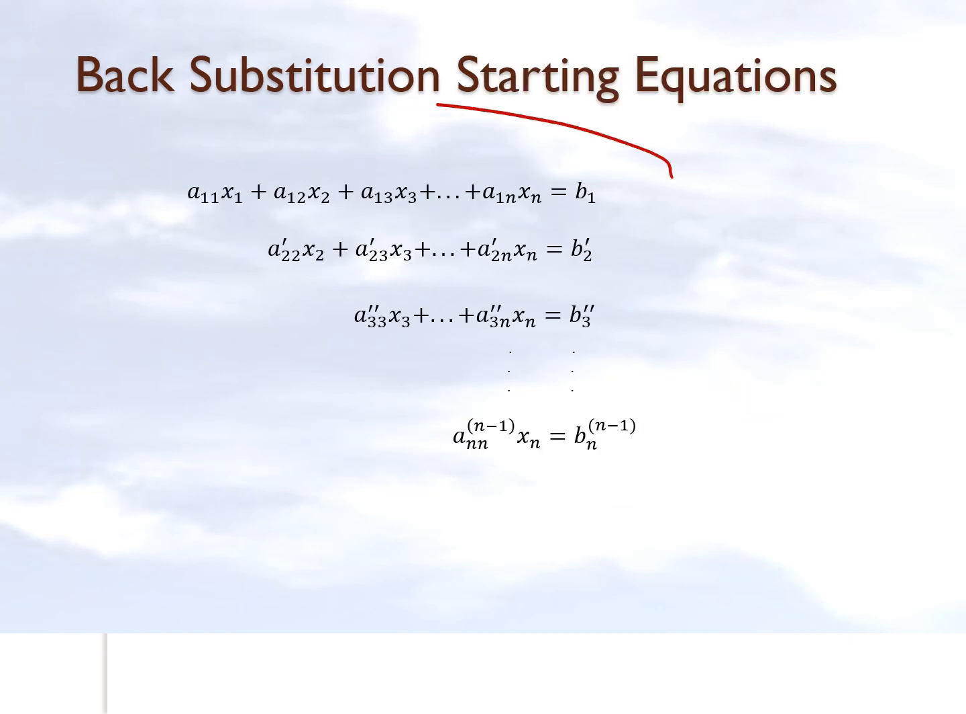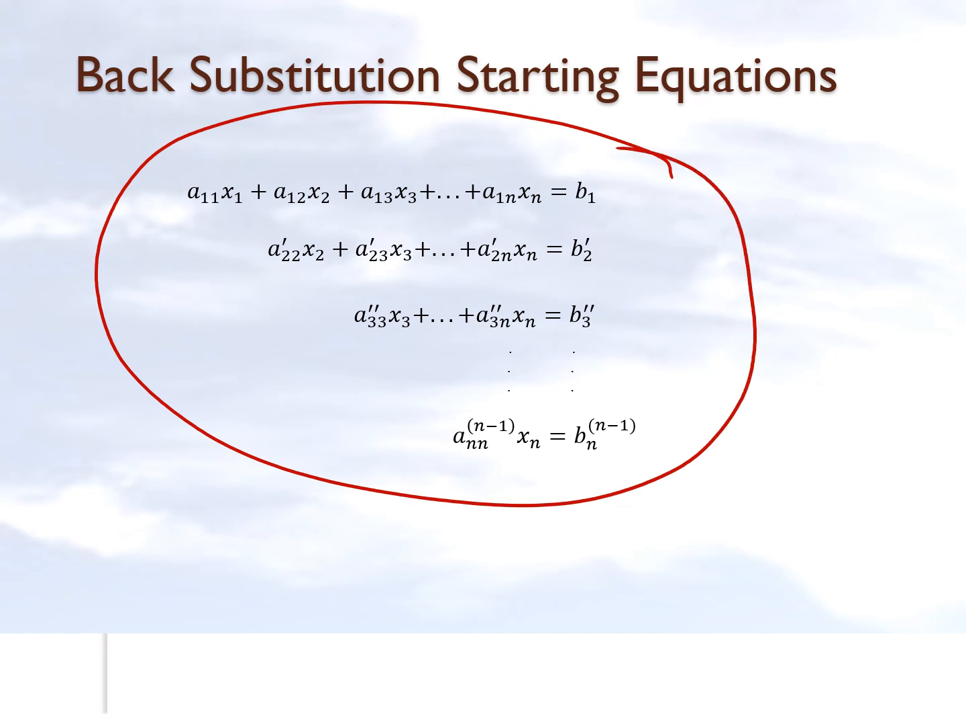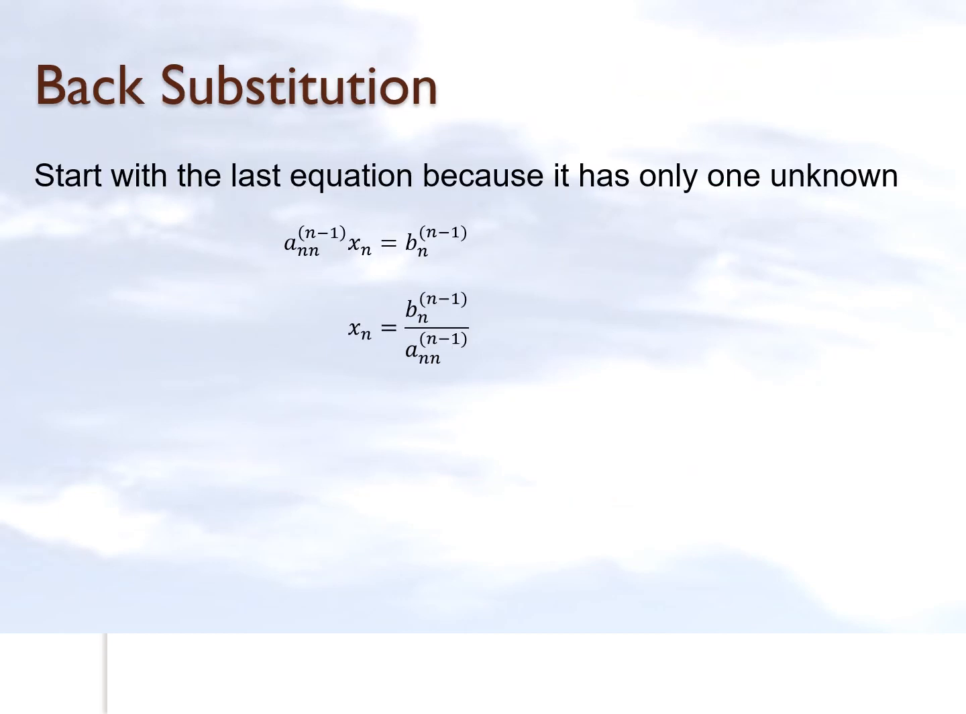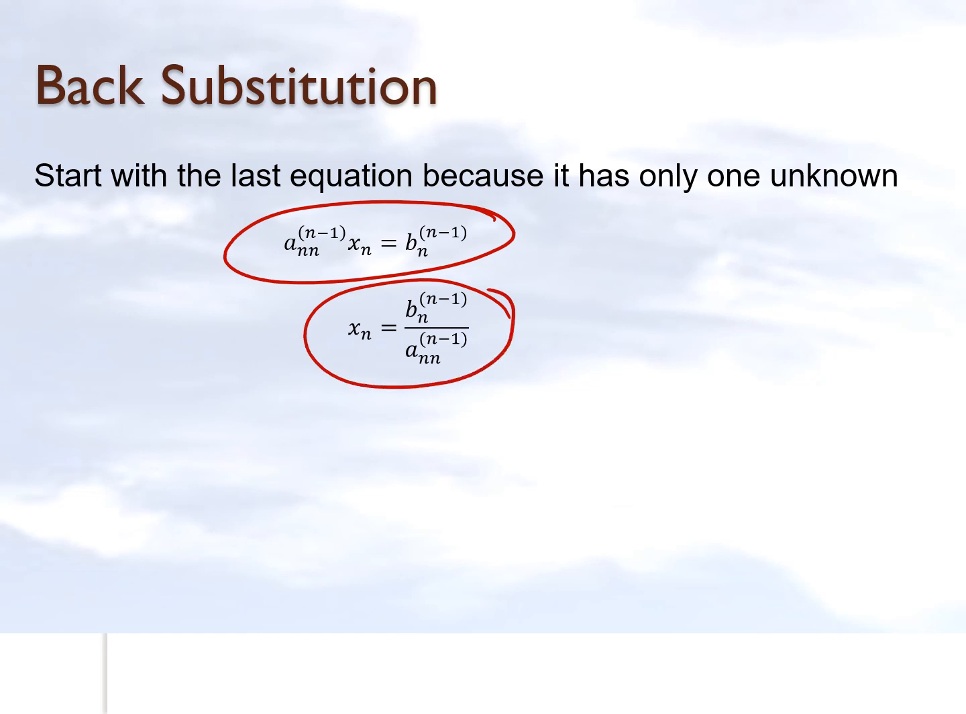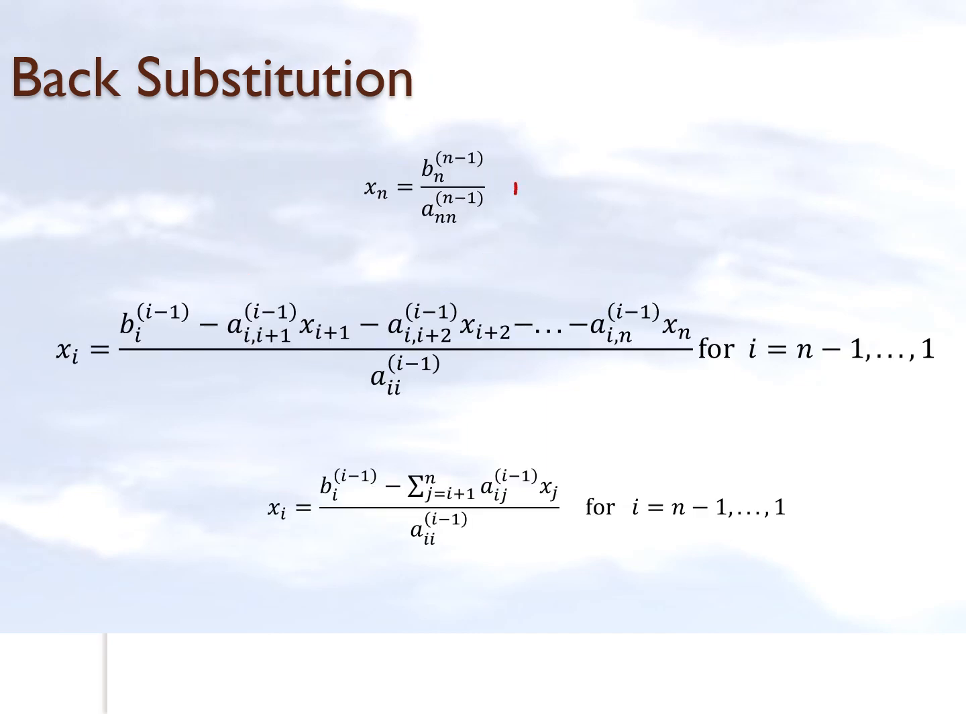So in the back substitution, this is what our starting equations are. This is what we got at the end of the forward elimination steps. If you look at the last equation, you can always find out what xn is by simply dividing both sides by a sub nn, and that gives xn. So how do we find the other values of x? This is what xn is. So what is xi? xi will now be going from n-1 to 1.